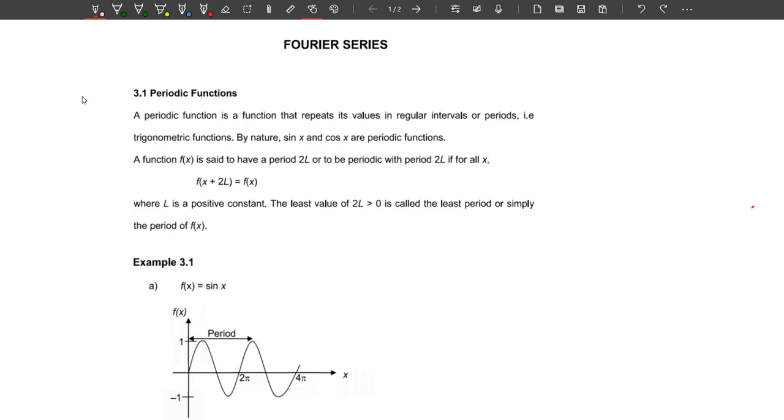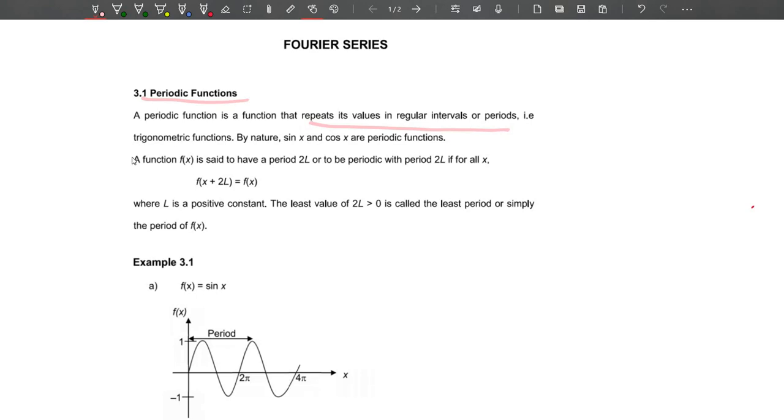So, today we will look at a new chapter which is Fourier series. First, we will look at periodic functions. A periodic function is a function that repeats its values in regular intervals or periods.